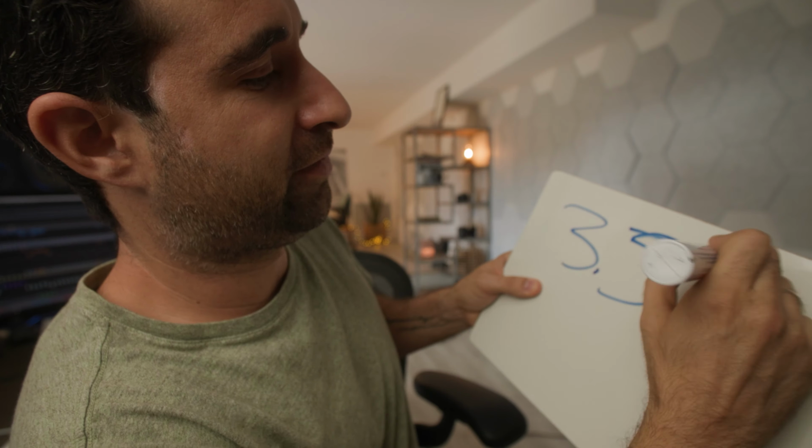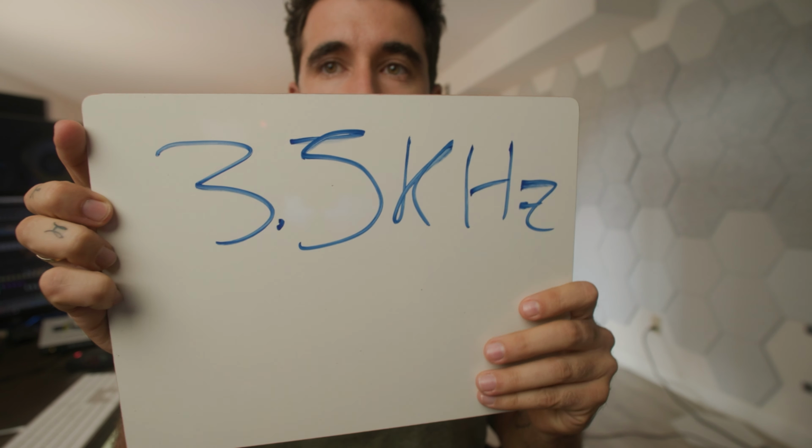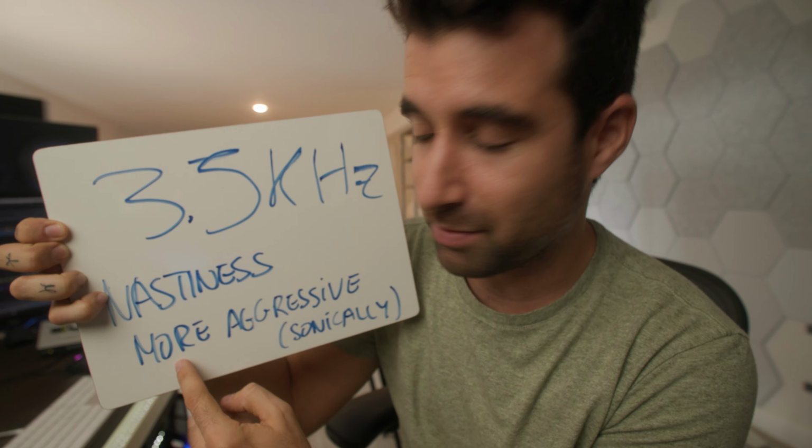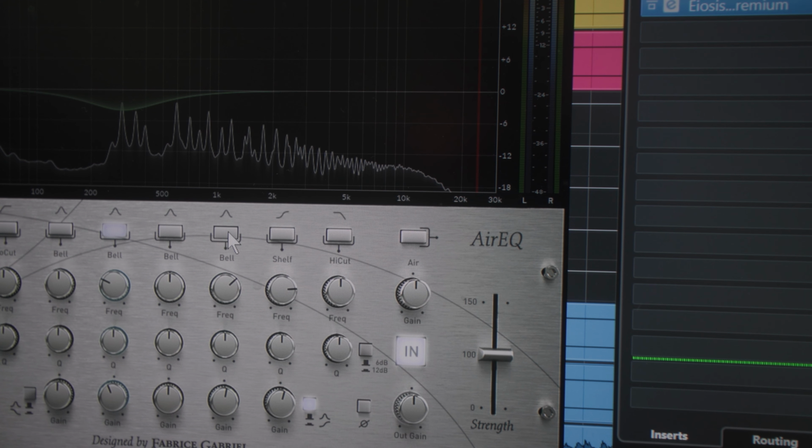All right, the next thing is going to be 3.8K or 3,000 or 4,000, around that range. Let's say 3.5 kilohertz. We're gonna bring this up a little bit. That is what's gonna make the horns sound more aggressive. That is what's gonna bring up the nastiness. Nasty. Gonna make them sound more aggressive, sonically speaking. And this is what we've got right here.